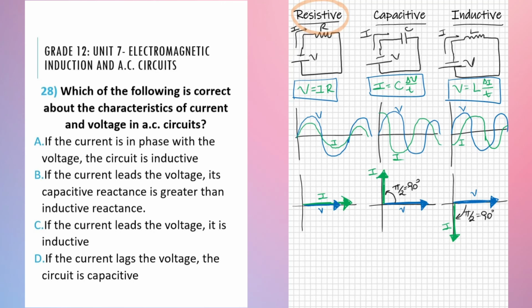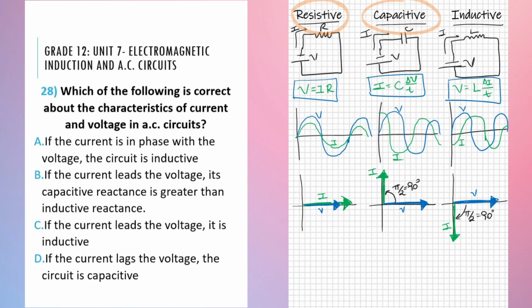If we look at choice B, if the current leads the voltage, what case is that? That's a capacitive circuit. It says that the capacitive reactance is greater than the inductive reactance. Reactance is just a fancy way of describing the resistance of capacitors and inductors. You can't really use the term resistance, so you have a new term called reactance. So to say that the capacitive reactance is greater than the inductive reactance is simply to say that the circuit is more like a capacitive circuit than an inductive circuit, which is correct, because the capacitive circuit is the case where the current leads the voltage. So let's take that as our correct answer, but let's first move on to the other choices.